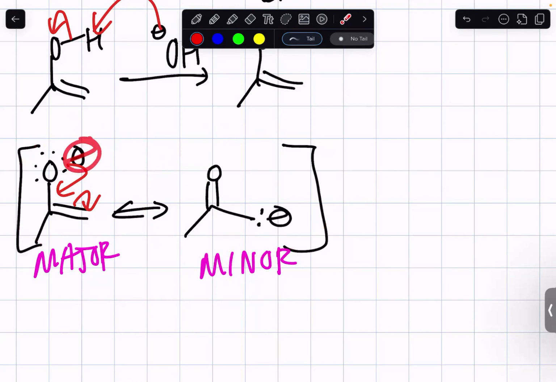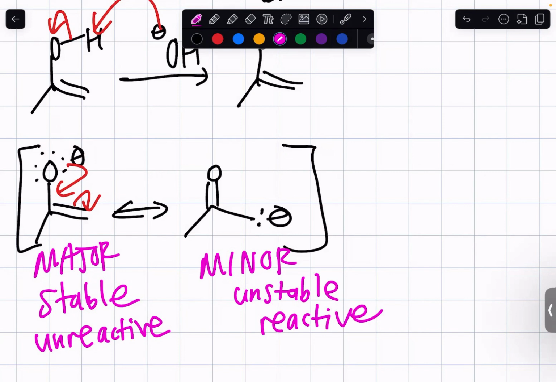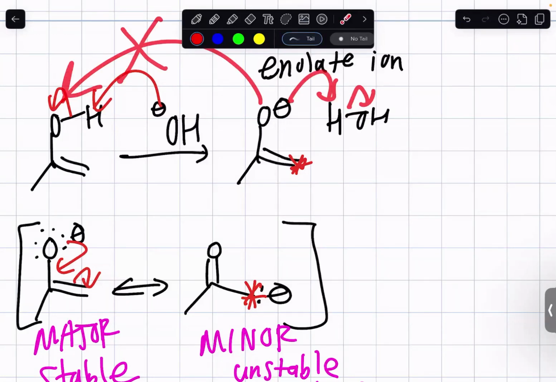We have a negative charge here and a negative charge here. We see that it's more stable at this more electronegative oxygen atom, so that's why this is the major one, aka the more stable one, aka the less reactive one. This is the unstable one, the more reactive one, right? Which is why this alpha carbon here is the nucleophile, right? So when we bring in water, again, the O minus does not get protonated, right? Because if it did, it would go back to what it was before, and that's an unproductive step.